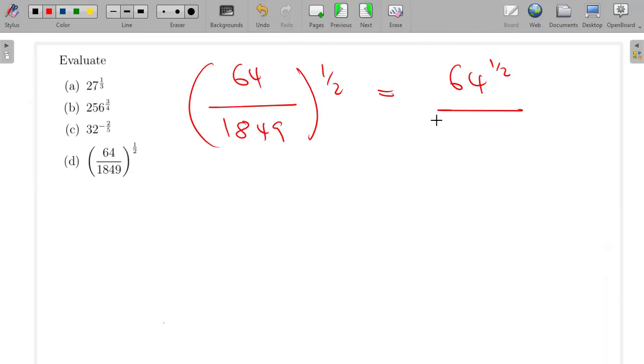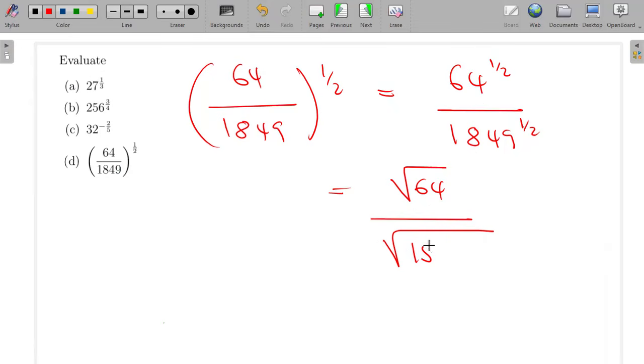So you get 64 to the 1 over 2, then you distribute down there: 1849 to the half. Then you can write now the square root of 64 on top. Since there's a 1, we just write it like that. And then there, the square root of 1849. You can punch this in your calculator. The square root of 64 is just 8. And then we have the square root of 1849, that's going to give us 43. So this here is our answer. Okay. Are there any questions?